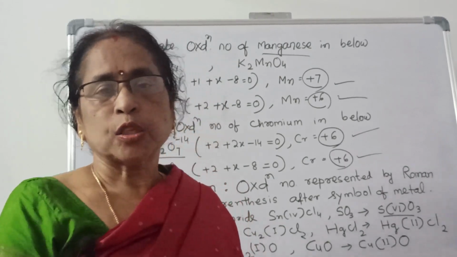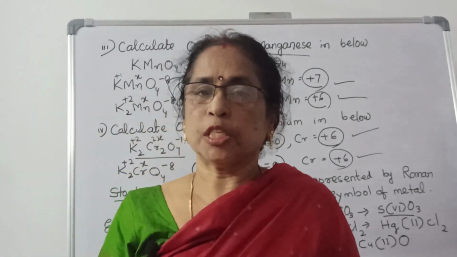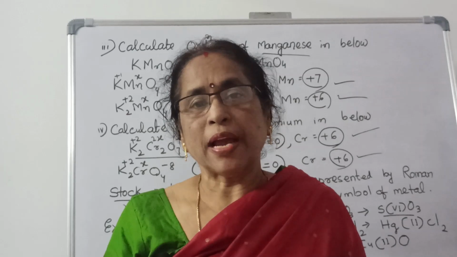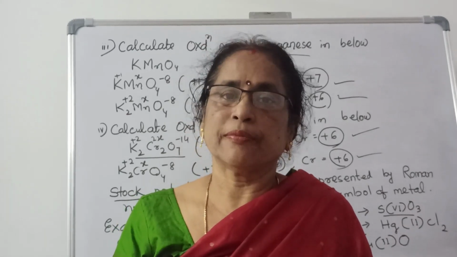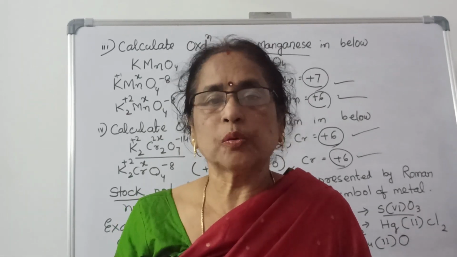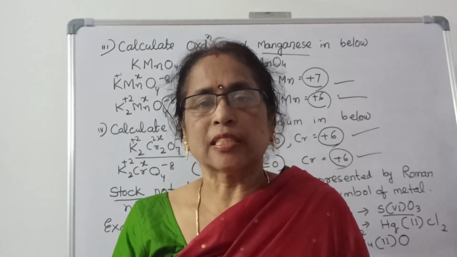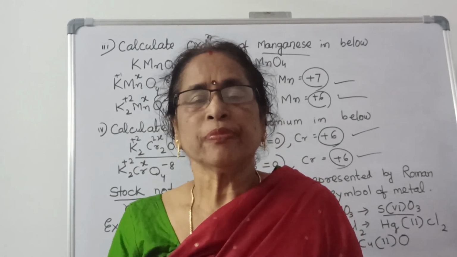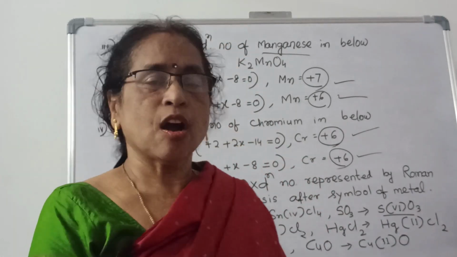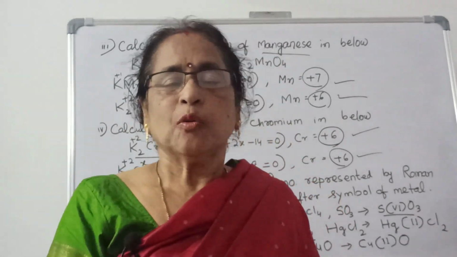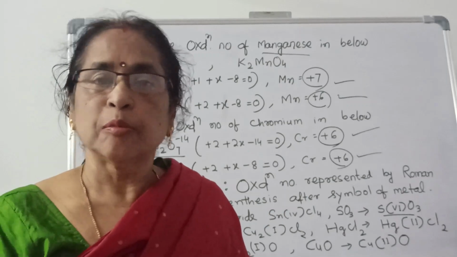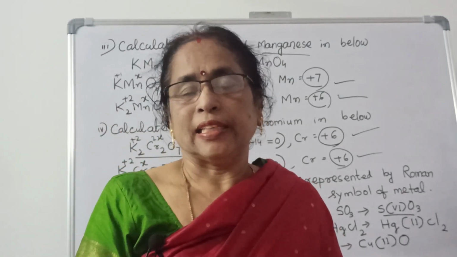Now here, what is meant by oxidation number, what are the main differences between oxidation number and valency, and how to calculate the oxidation number of any atom in a compound is clear to you, I hope. And the next is stock notation, also very easy. One should know Roman numerals, then one can write easily.